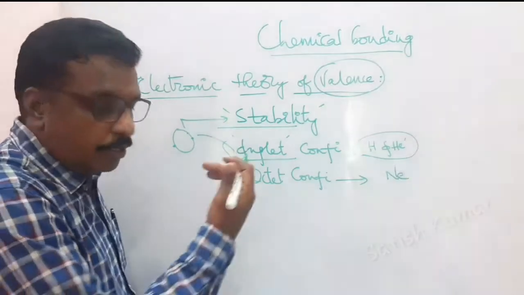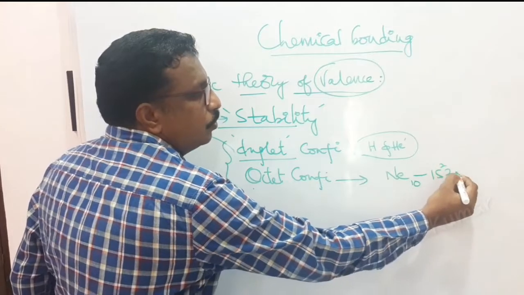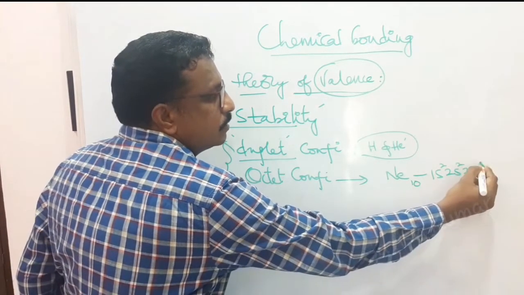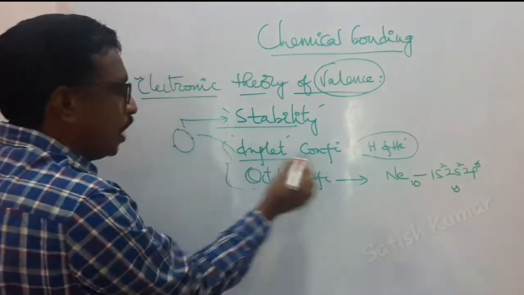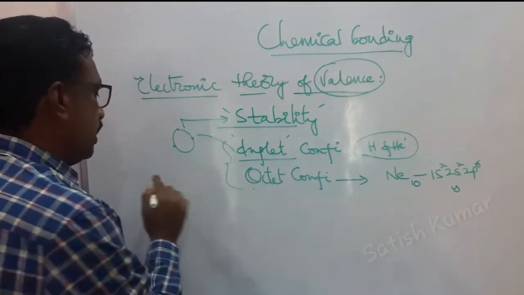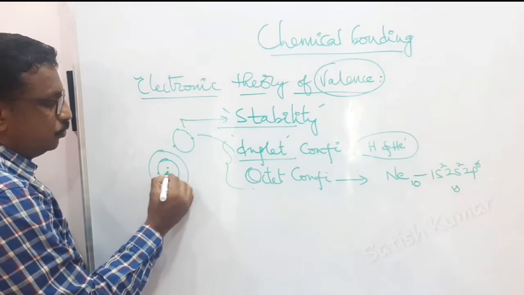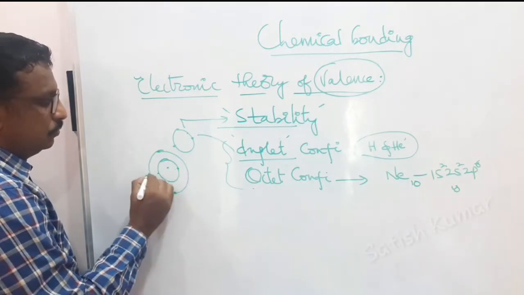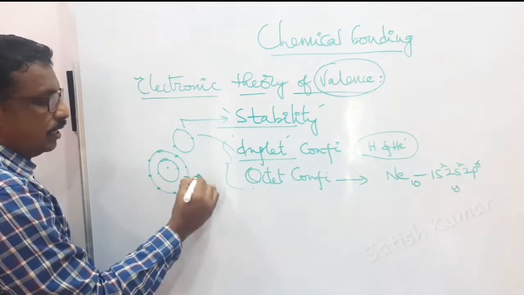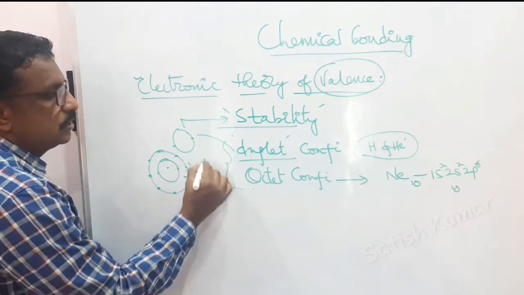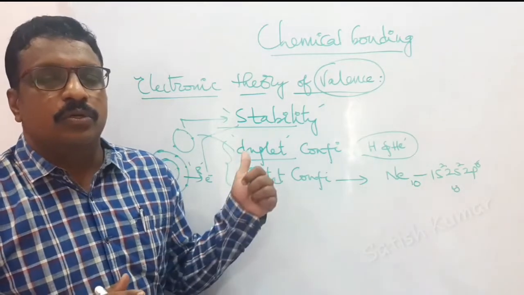The remaining, neon: atomic number is 10. I am going to write its electronic configuration 1s2, 2s2, 2p6, 2 plus 2 plus 6 is 10. So if you draw this one for neon, neon will have first shell and second shell. In the first shell you have 2 and in the second 1, 2, 3, 4, 5, 6, 7, 8. The outermost shell has 8 electrons, so this is stable. So every atom wants to acquire 8 electrons to become stable.